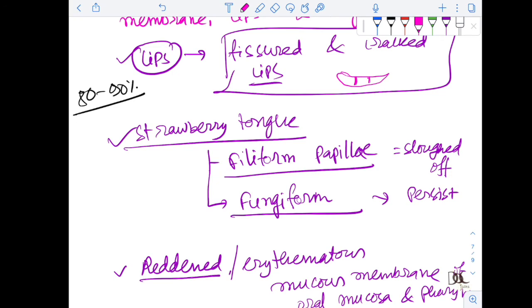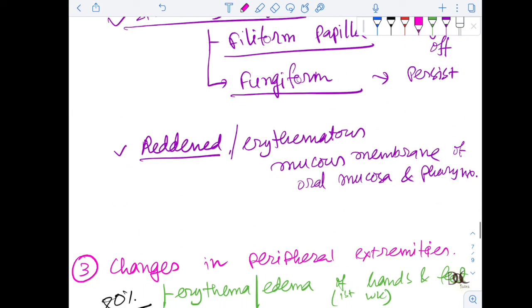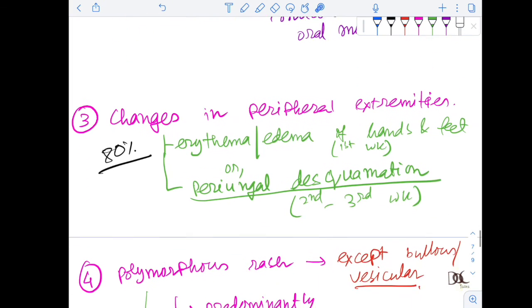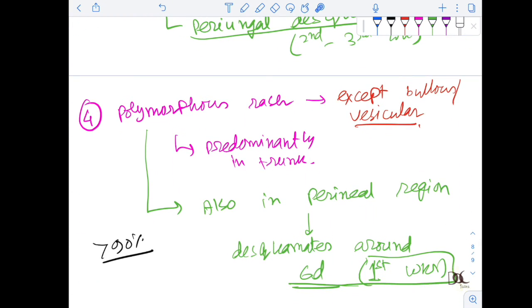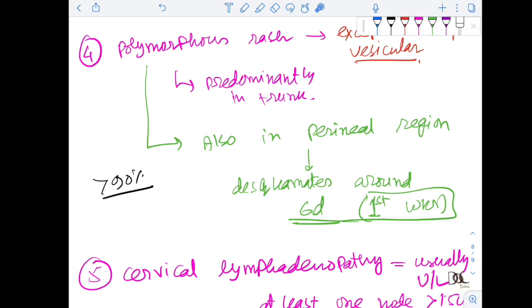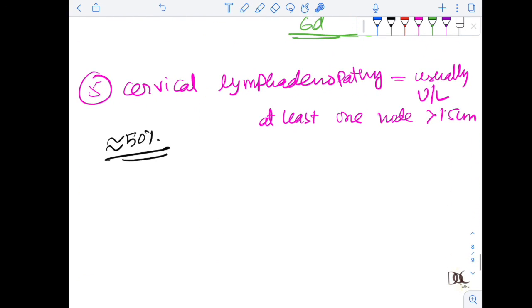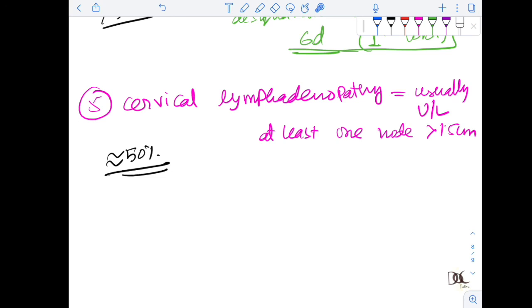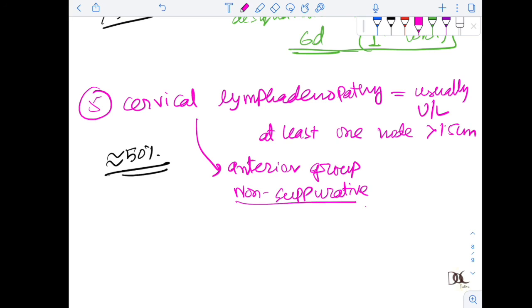And fungiform papillae will persist, and that will look like the strawberry tongue that I have shown you. Red and erythematous mucous membrane of the oral mucosa and pharynx, that we know, and changes in the peripheral extremities that I have shown, in 80% of the cases. Polymorphous rash except vesicular. If it is vesicular, it is not KD. And cervical lymphadenopathy, usually unilateral, and it is non-suppurative. Always remember, it is non-suppurative, and it also involves the anterior group. Non-suppurative means non-pus forming. If it is pus forming, there may be a pyogenic lymph node abscess or something like that, maybe a cold abscess for TB.